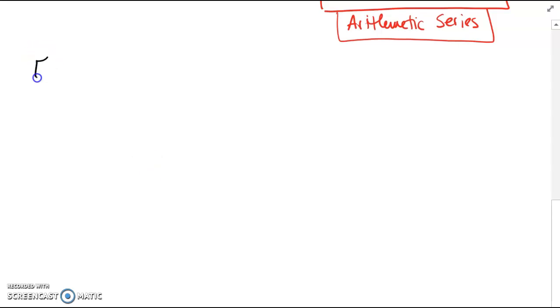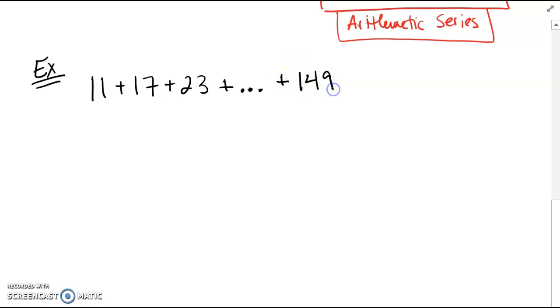Now, the problem I like to do first looks really simple. I say, hey guys, 11 plus 17 plus 23. And I say, hey, let's just continue that sum all the way. So the dot, dot, dot tells me, hey, continue. And we're going to end on 149.